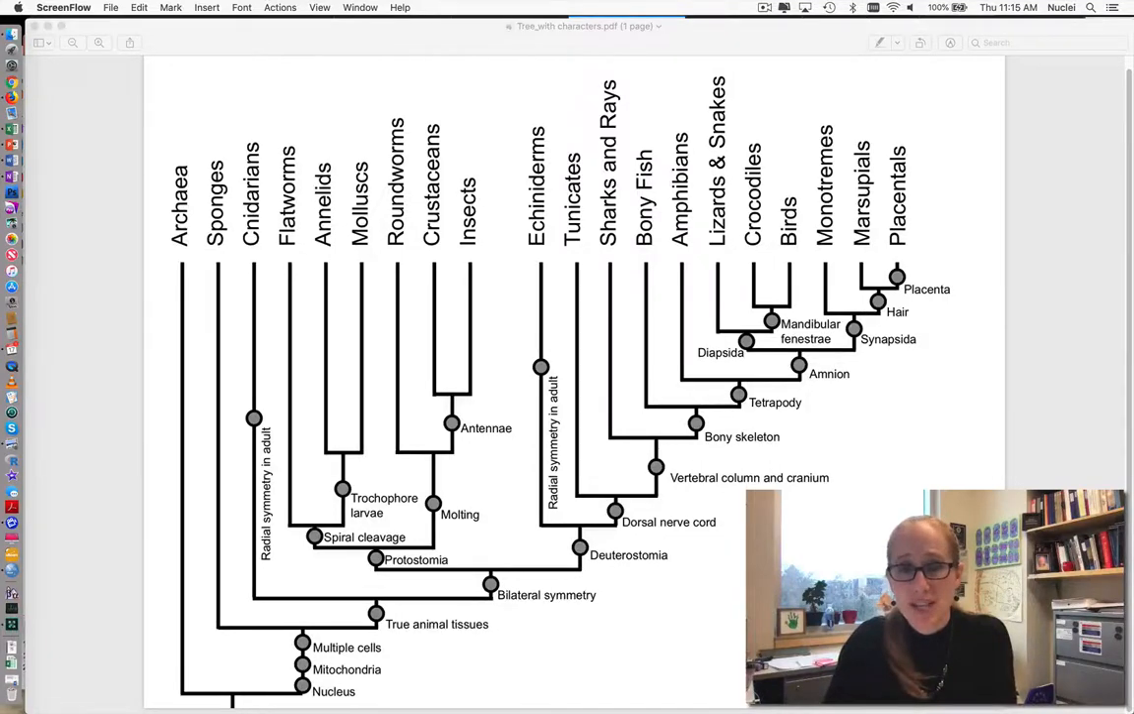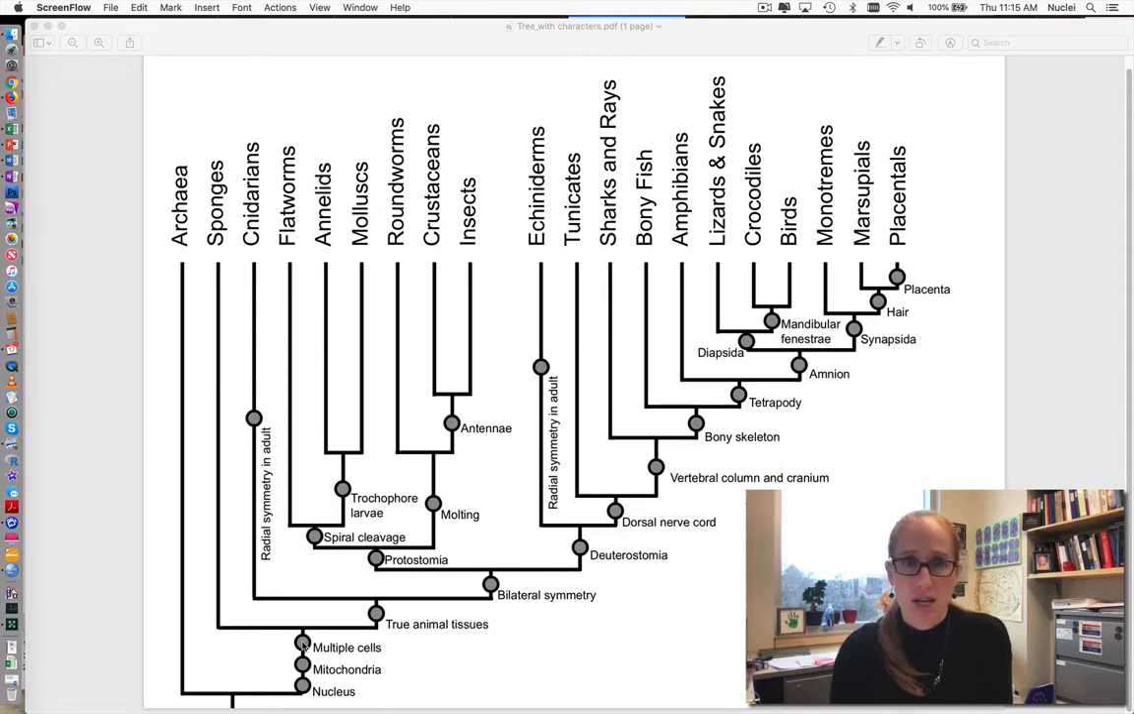So I want to just take a few minutes and talk about each of these characteristics because animal evolution is just fascinating, with some of these major feats in evolution that we've accomplished that have allowed us to branch out into other ecosystems on this earth. So if you look at multicellularity, you can see that it pops up way down here at the beginning.